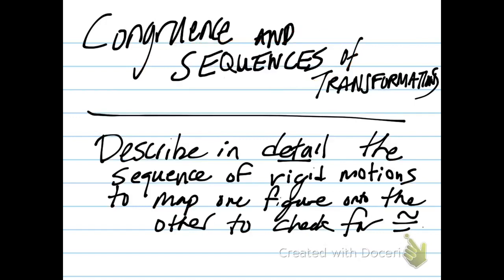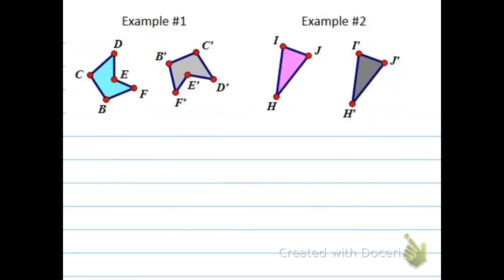So describe in detail the sequence, the series of steps, and when I say steps, I mean of rigid motions, reflections, translations, and rotations, to map one figure onto the other to check for congruence. So what do I mean by that? Here we have a couple of examples. I want you to go ahead and draw these, and then we'll take a look at how you can say that one shape is like the other.